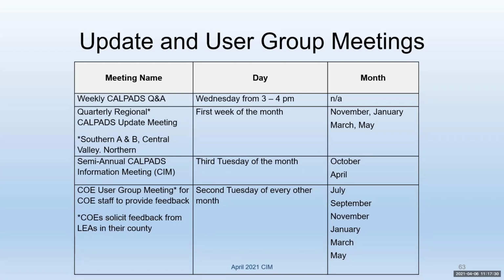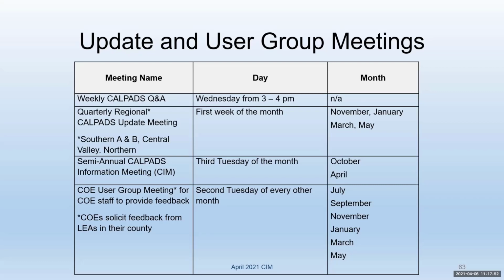So those of you, based on your counties, would go ahead and sign up for the quarterly updates for your particular region. We're really excited about that because you don't have to wait for the CIM, or you don't have to wait for flashes. You will be getting this about every 3 months.